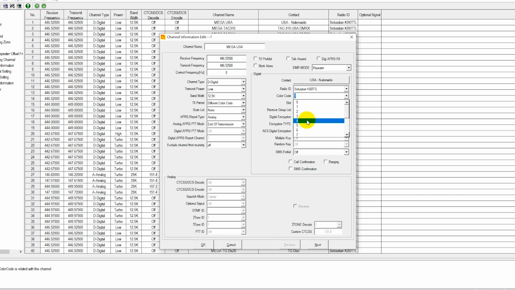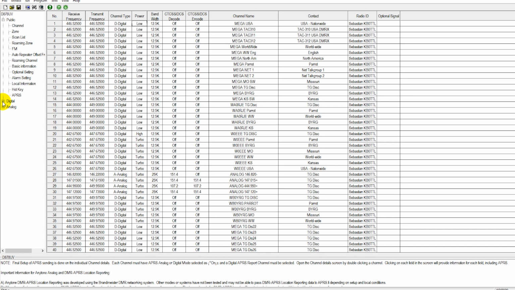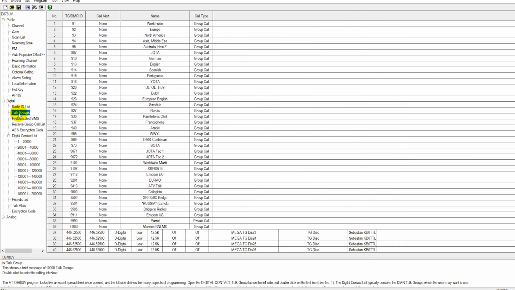Now let's have a look at some of the talk groups that are available. This is just a partial listing of talk groups that you can get for your radio. There are literally thousands of them available. And it may take my CPS a little while here to populate all of these. I'm just going to read a few of these off. I'm going to scroll through. It's a massive, massive list here.